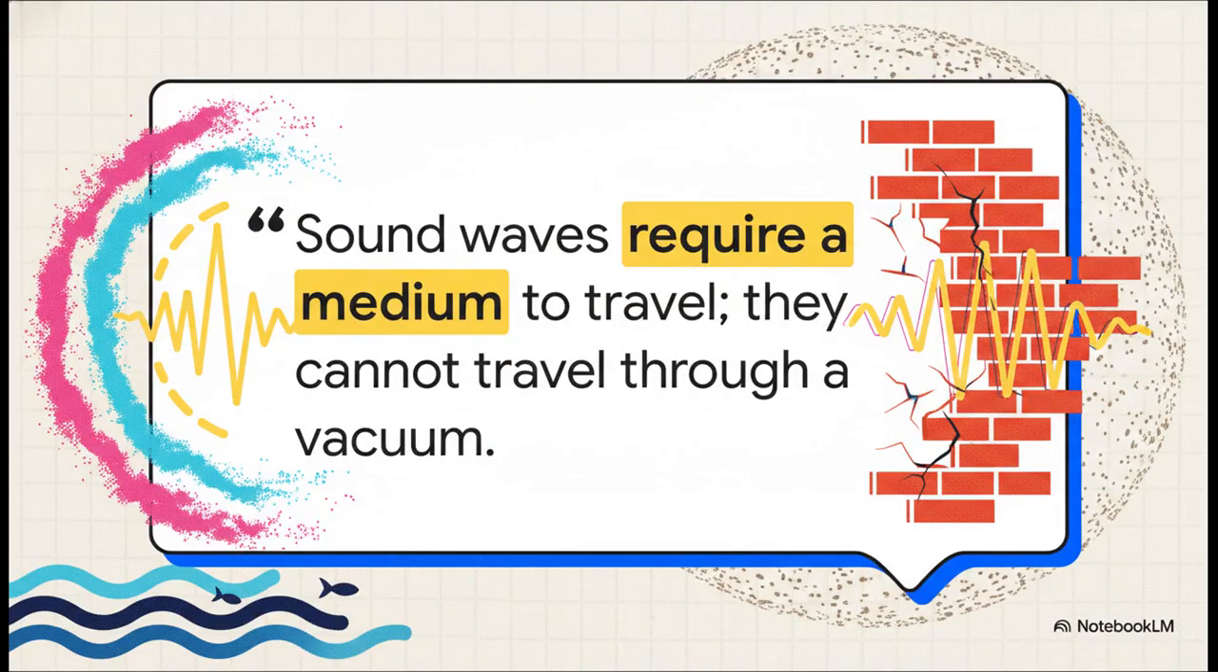And that whole domino effect of particles bumping into each other leads us to a golden rule you absolutely have to remember. Sound needs something to travel through. We call this a medium. It can be a gas, like the air, a liquid like water, or a solid like a table. No particles, no sound. Simple as that.